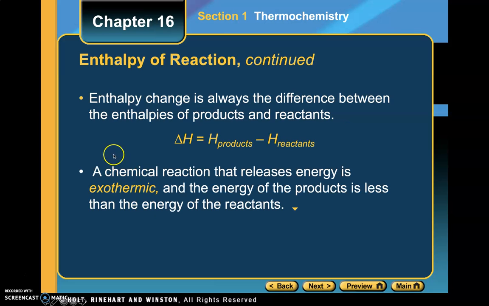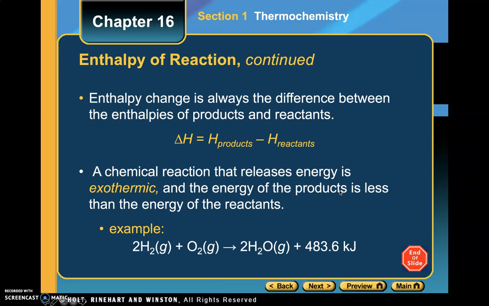Cool, so for enthalpy change, that delta H is always going to be the enthalpy of the products minus the enthalpy of the reactants, right? And that's how we're going to determine what our enthalpy change is. Anything that releases energy, I would hope you guys know these terms a little bit, but if not, we're going to learn them. Anything that releases energy is going to be exothermic. That would mean that the energy of the products is less than the energy of the reactants, right?